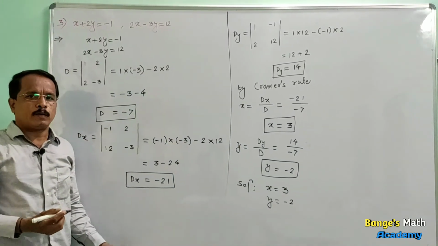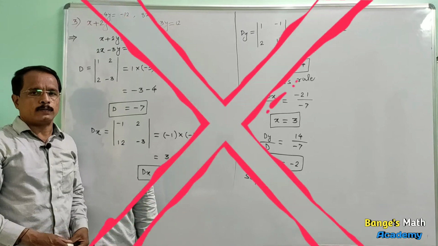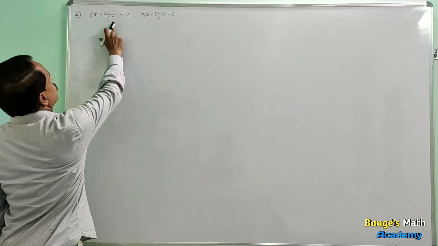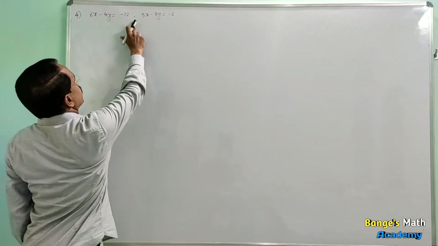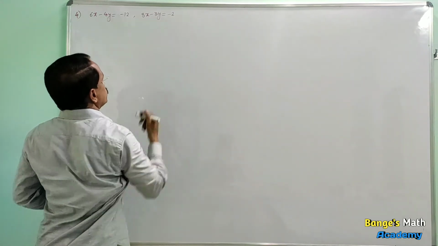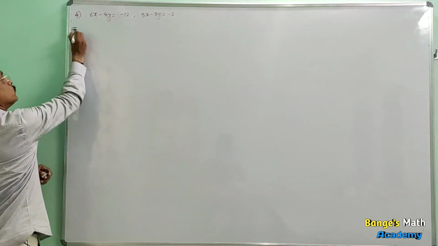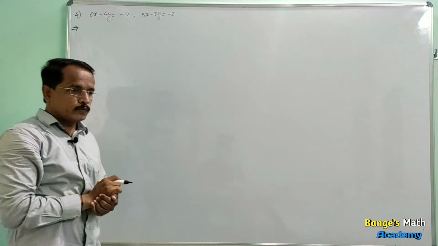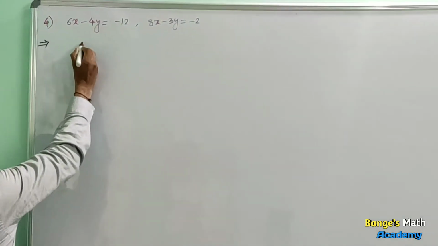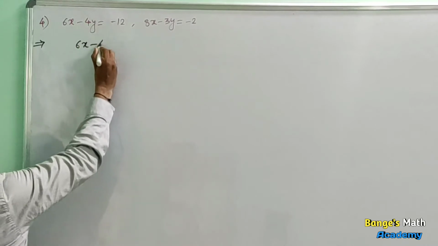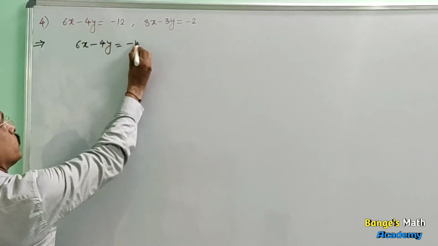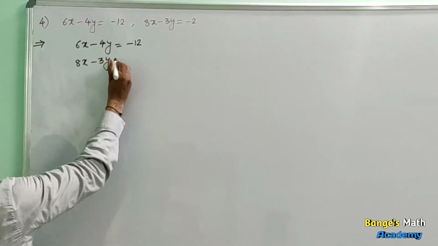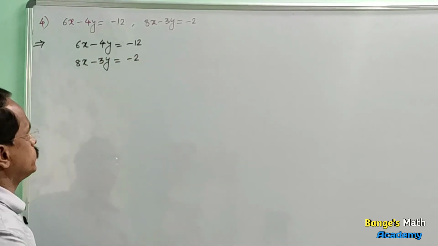Write down the given example or take a screenshot. See the fourth example, 6x minus 4y is equal to minus 12, 8x minus 3y is equal to minus 2. We have to solve these simultaneous equations by Cramer's rule. So first of all, write down the given equations as they are. 6x minus 4y is equal to minus 12, 8x minus 3y is equal to minus 2.